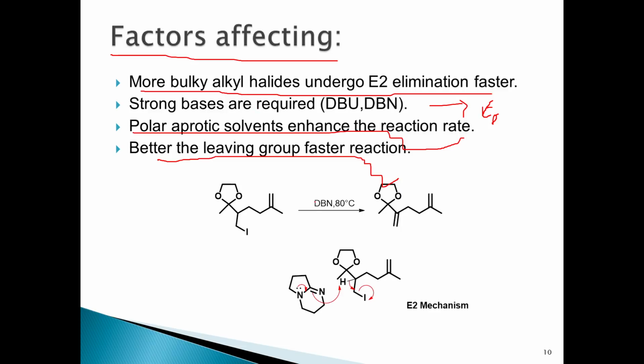For example, in this particular case, we have this very strong base. I have drawn the structure of that base over here. This is DBN. So it attacks this proton, which is the most acidic proton present, and then there is a simultaneous removal of the iodine group, and iodine is a very good leaving group. So this DBU base abstracts this proton, and this iodine group leaves to give us this product.